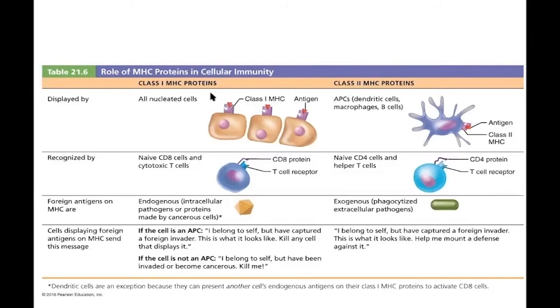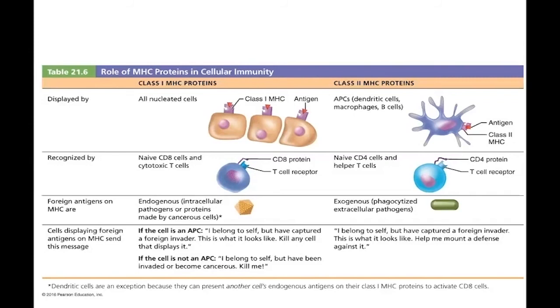The type of antigens that are going to be bound to the MHC class 1 are what we call endogenous antigens. And so endogenous antigens are antigens that come from intracellular pathogens or abnormal proteins that are produced by cancer cells. Endo means from inside, so endogenous means that these antigens arise from inside the cell that is expressing them.